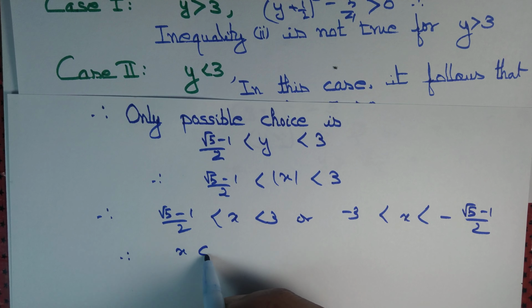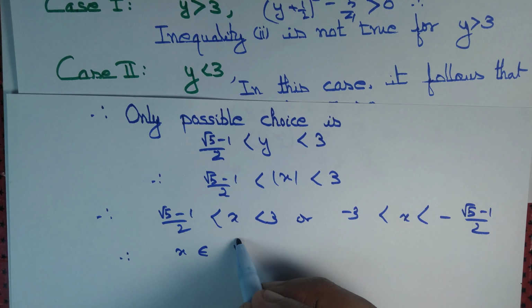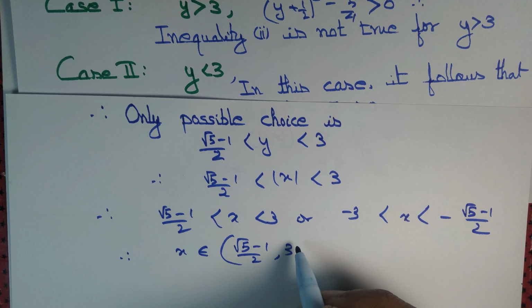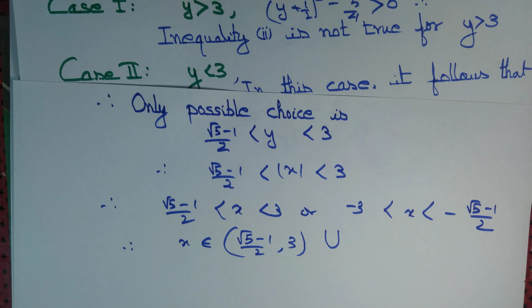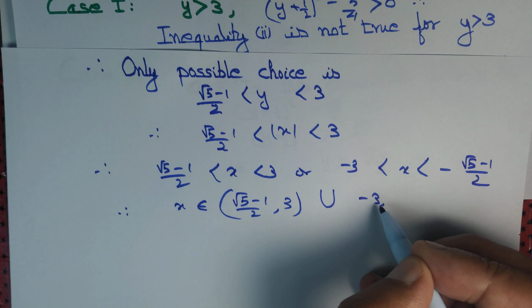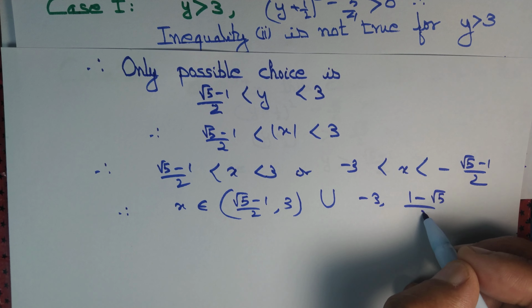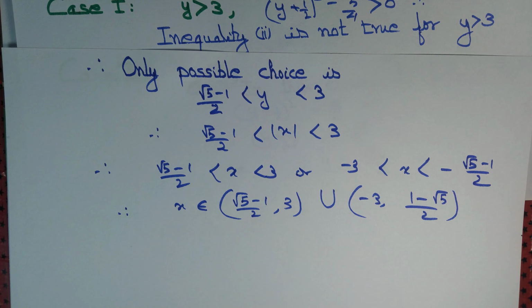Therefore x belongs to the interval root 5 minus 1 by 2 comma 3 union minus 3 comma 1 minus root 5 by 2. So we have solved the inequality.